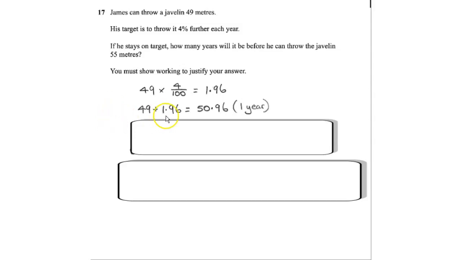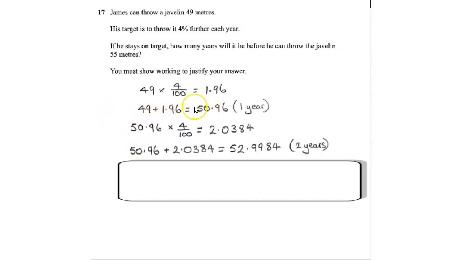Next one, we're just repeating everything. We're just taking the new value, which is 50.96, and we get 4% of that, which is 2.0384, and we add that to the 50.96. We should get 52.9984, which is after 2 years. That's how far he's thrown it after 2 years.